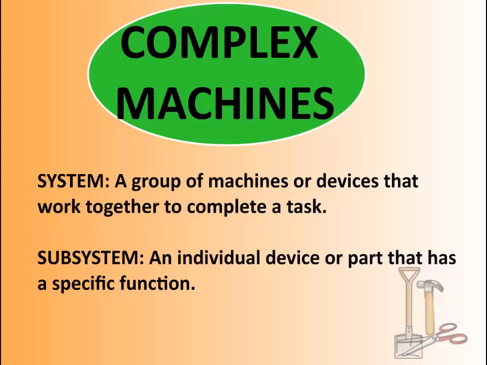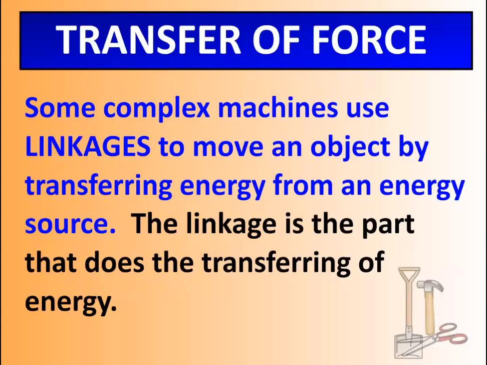So now that we have these systems and subsystems, what do they do for us? Okay. Well, one of the main goals of a mechanical device, and especially a main goal in a complex machine, is to transfer force, to move the force from one spot to another. And we talked about that being one of the four advantages. So some complex machines use something called a linkage to move an object by transferring the energy from an energy source. Now, a linkage, okay, again, transfers the energy from one spot to another.